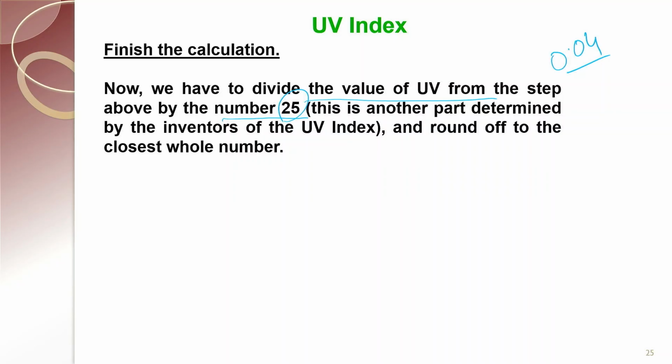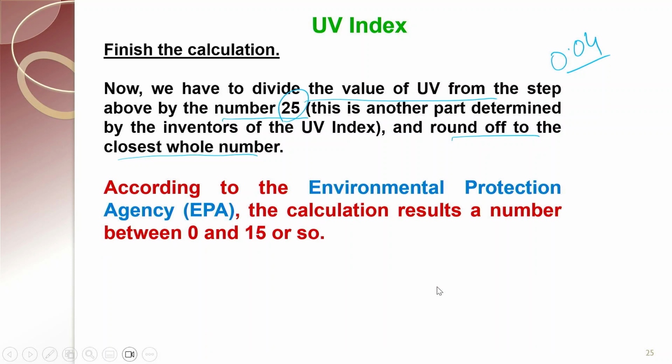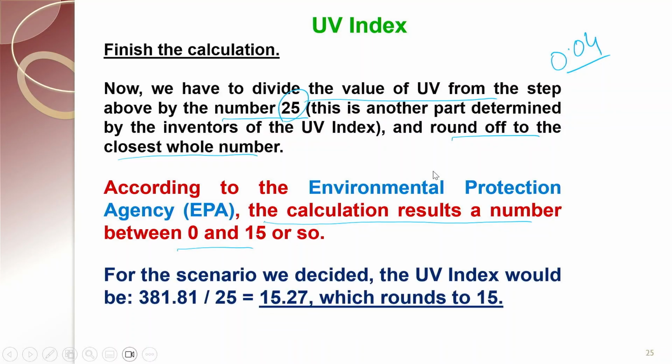This 25, or 0.04, as we have mentioned, was reached by the inventors of the UV index, and the result is rounded off to the closest whole number. So, let us see. According to the EPA, the Environmental Protection Agency, the calculation results in a number between 0 and 15 or so, and different values can be given.